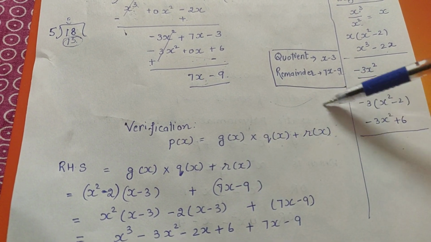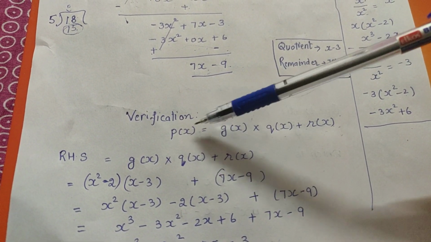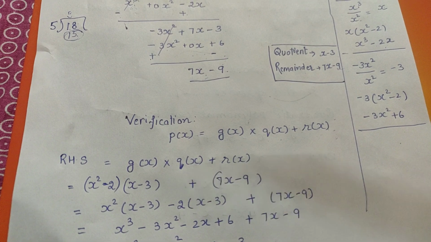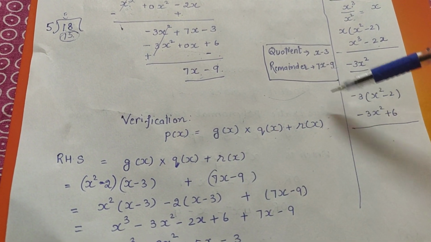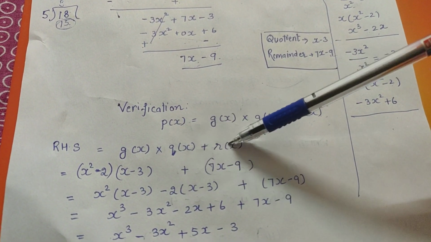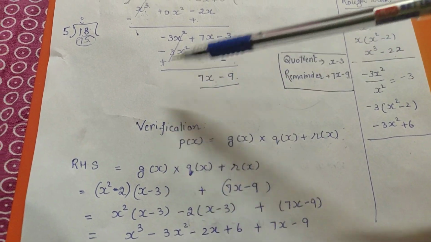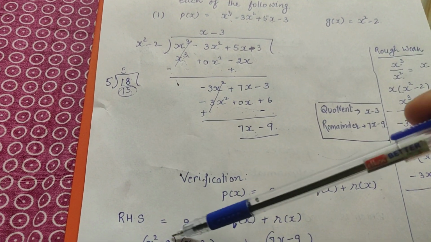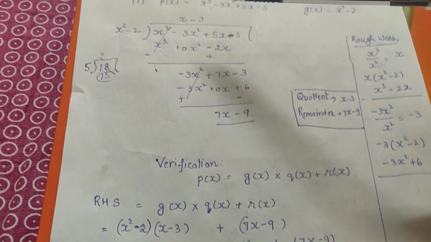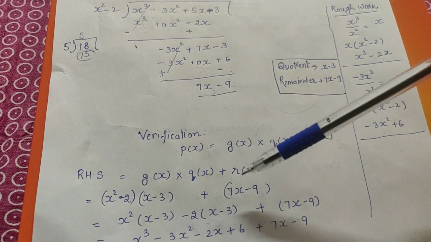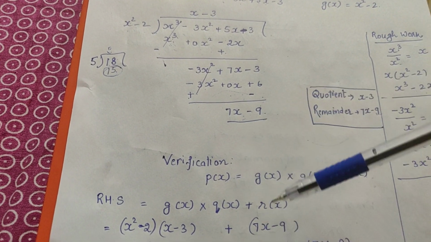So I have taken only the right hand side, because there was nothing to do in the left hand side. Left hand side is only p(x). So we took the right hand side, g(x) into q(x) plus r(x). So I put the values. g(x) is x square minus 2. q(x) is x minus 3. And plus r(x) is 7x minus 9.